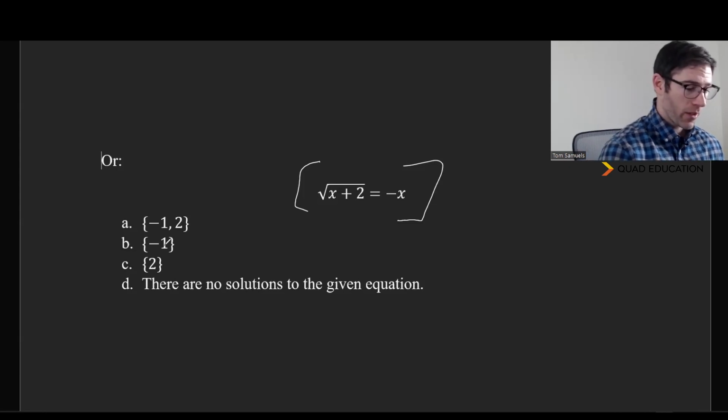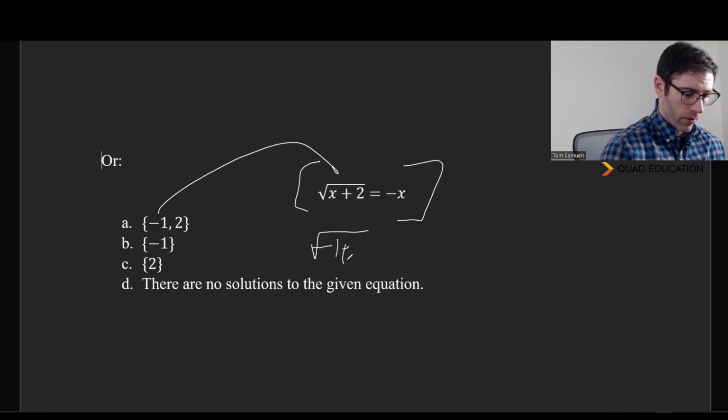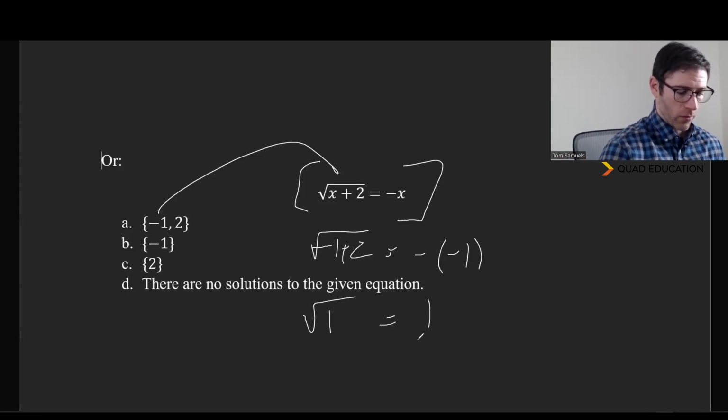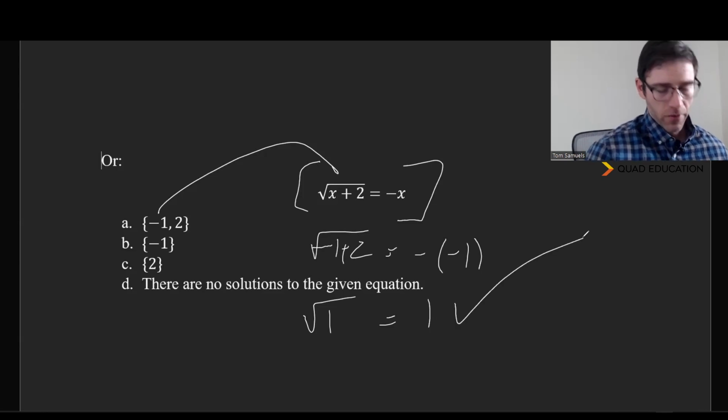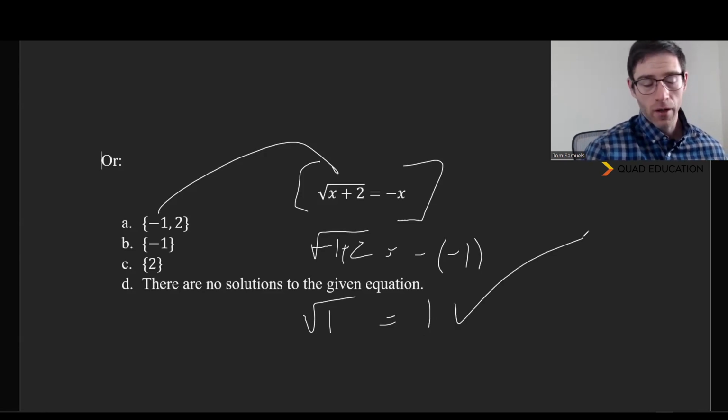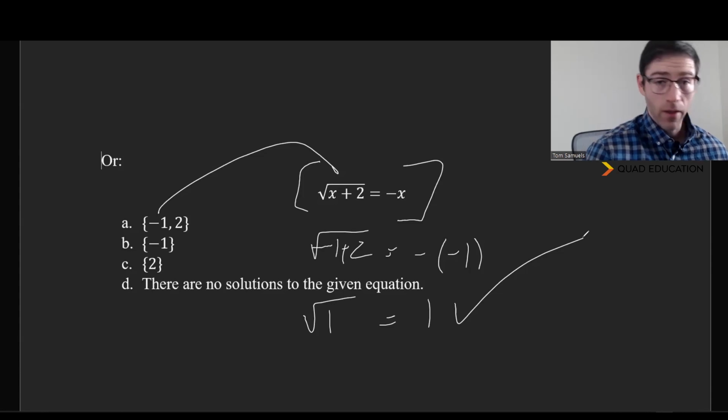So it's a pretty straightforward request to just throw negative 1 in here and go, all right, well, the square root of negative 1 plus 2 is equal to negative 1, and negative 1 plus 2 is 1, and negative 1 is also 1, and that checks out, as opposed to what I just showed you with the extraneous solution where it was not the same value.